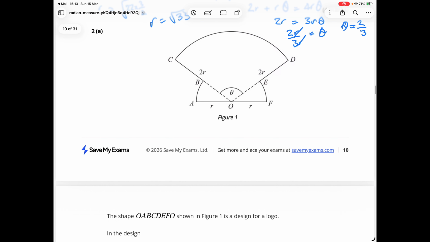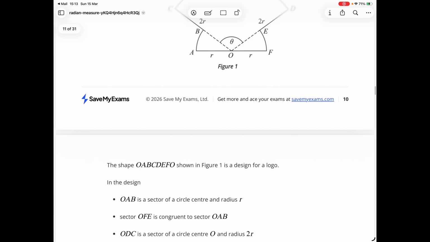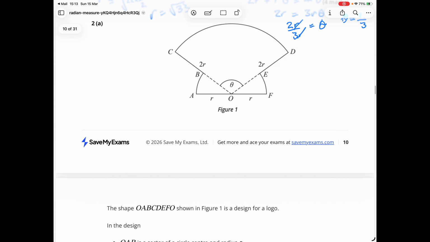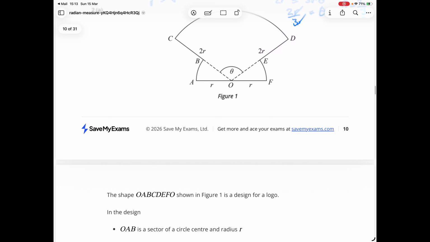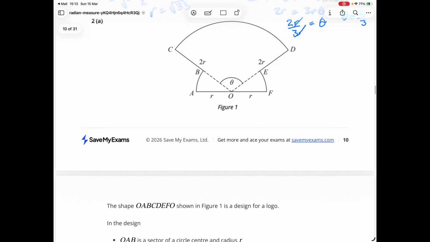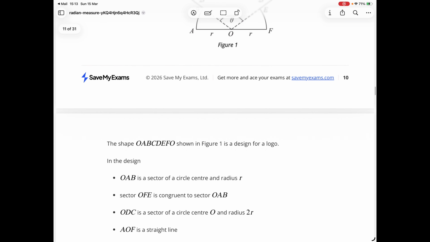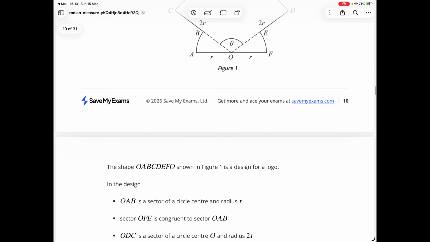After that, this looks delightful. This is a design for a logo. And in the design, OAB is a sector of a circle with length r. Okay, so we've got two different sector lengths. One's r and one's 2r. And AOF is a straight line.